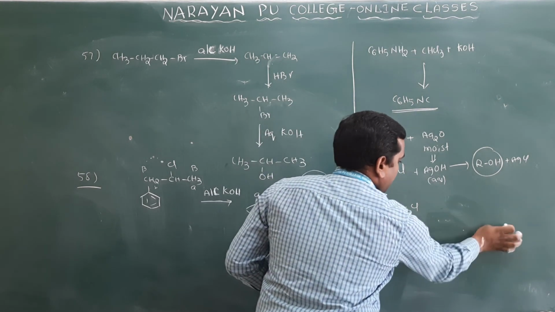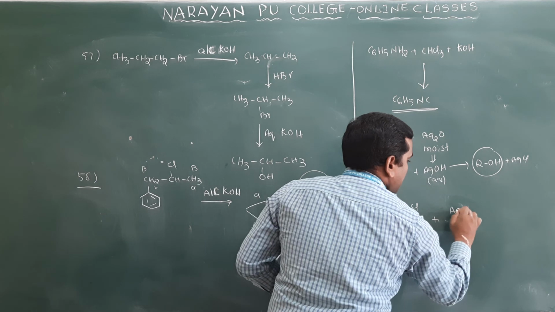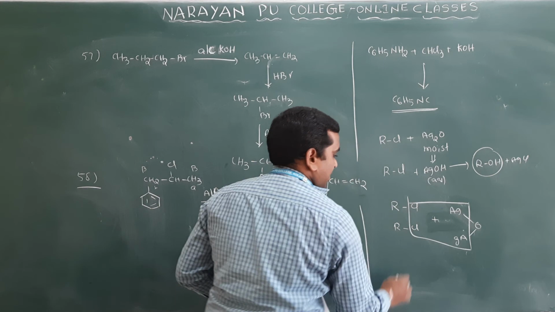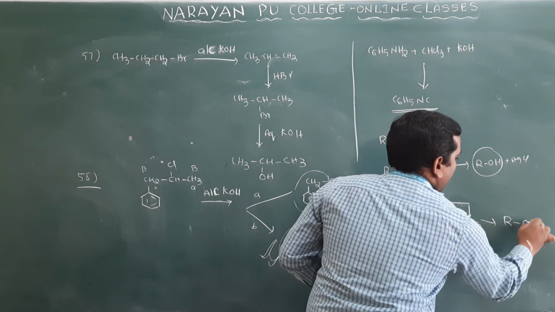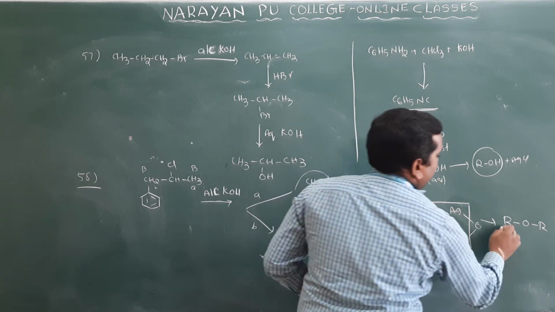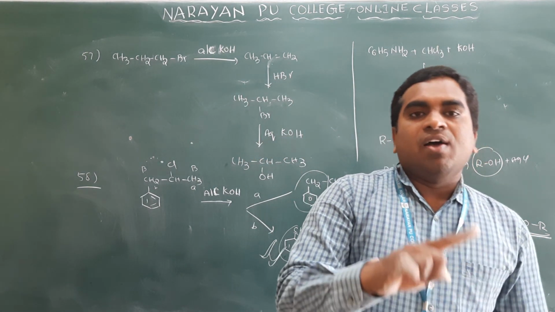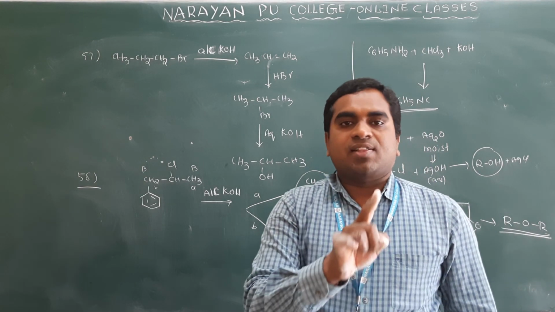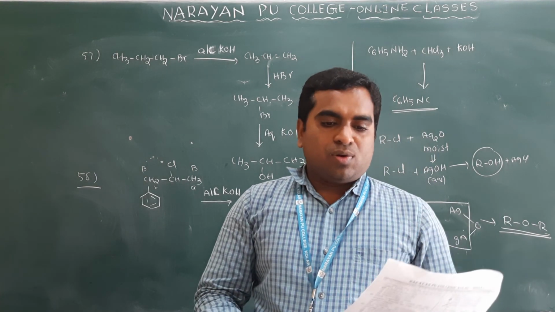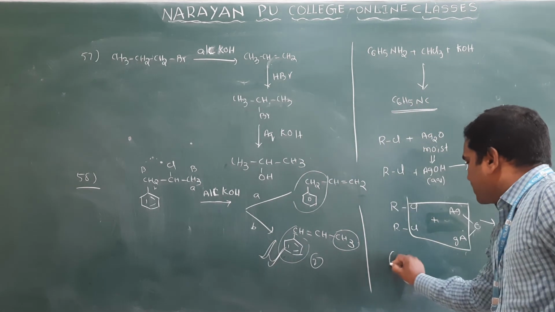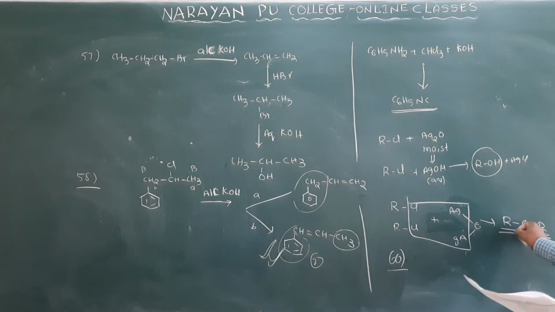You see here, I will write it in this way. Ag2O means Ag, O and Ag. Then what will you get? Ethers: R, O, R. Ethers are the product. With moist Ag2O, alcohols are the product. With dry Ag2O, ethers are the products. And this is about your competitive question solutions. So here, what is the option for your 60th question? Option 4 is the answer. Why? Because ethers, what is their IUPAC name? Alkoxy alkanes.